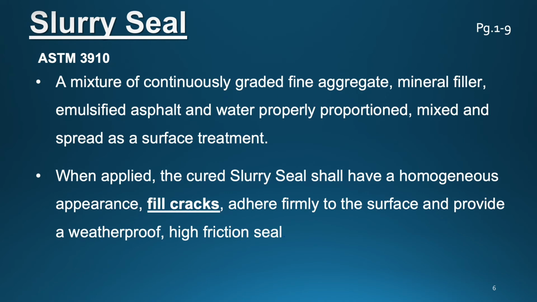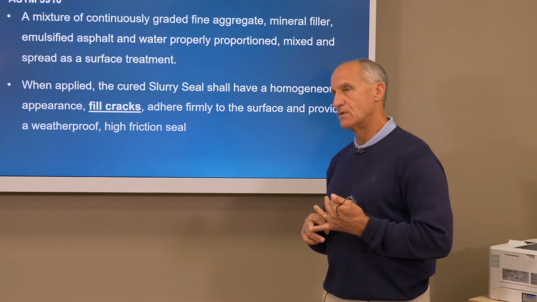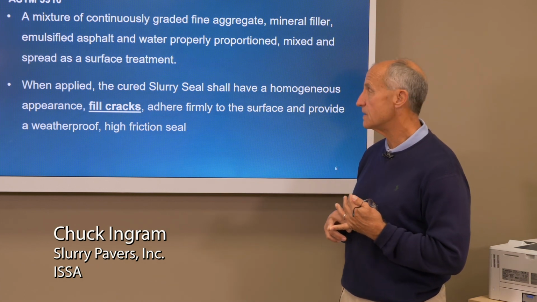By the ASTM spec, slurry seal is a mixture of continuously graded fine aggregate, mineral filler, emulsified asphalt, and water, properly proportioned, mixed, and spread as a surface treatment, as we saw in that quick video clip. When it's applied, the slurry should have a homogeneous appearance and fill cracks. Now, I want you to be real careful with that term. That's why it's italicized and underlined there. These materials are thin, brittle asphalt overlays, essentially, and will not heal a reflective crack situation.